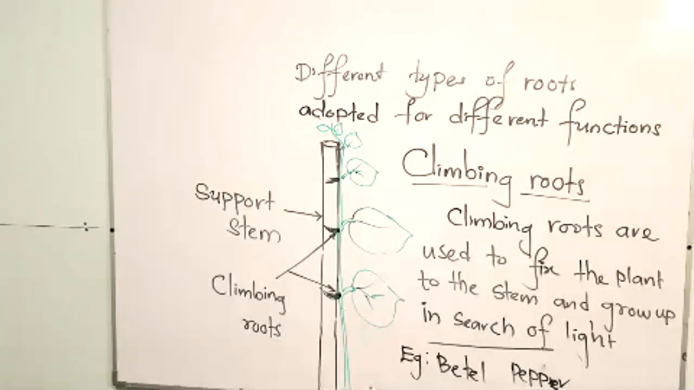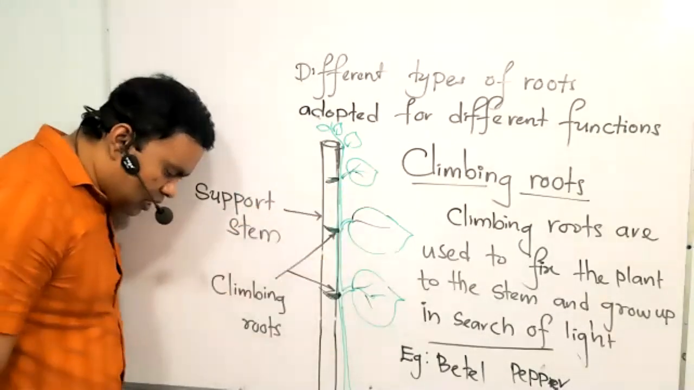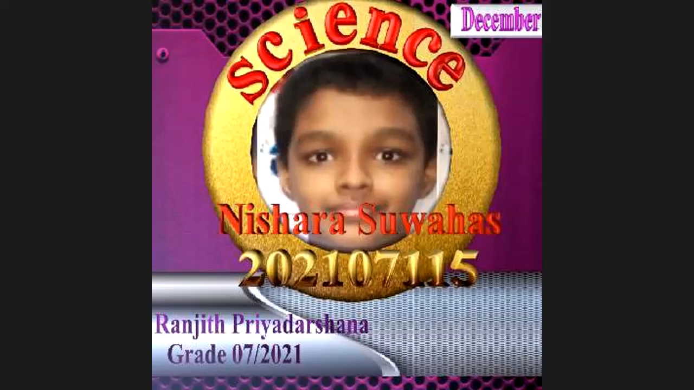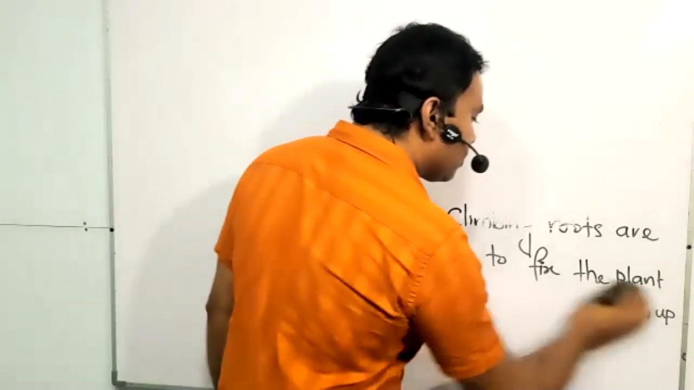Next, take down roots with root nodules. May I erase this? Okay, sir. Okay, good. Very nice and advanced theory we have to learn next.